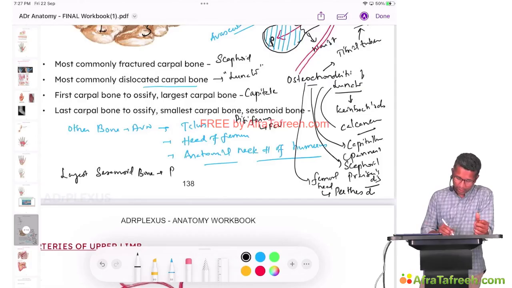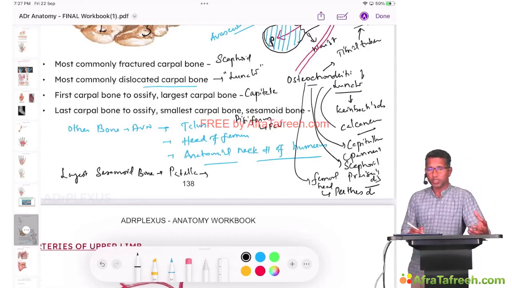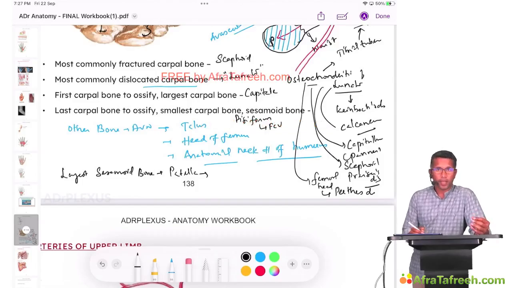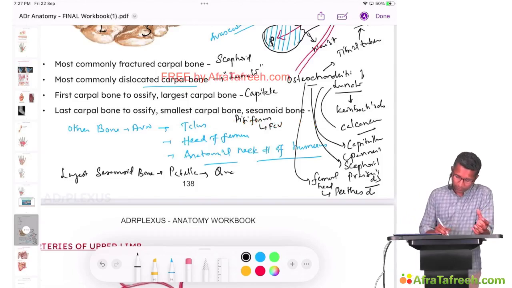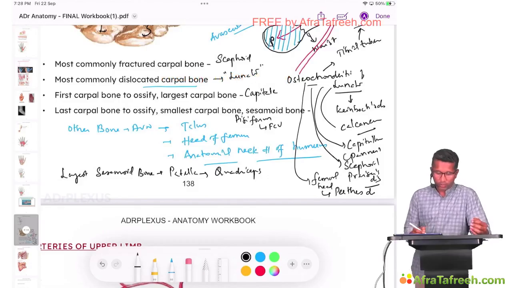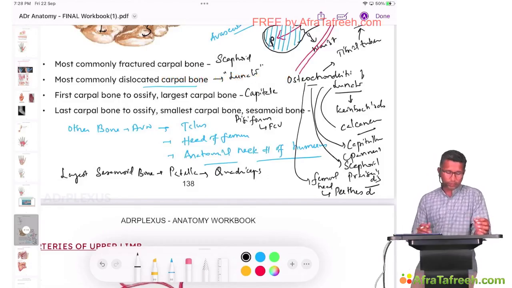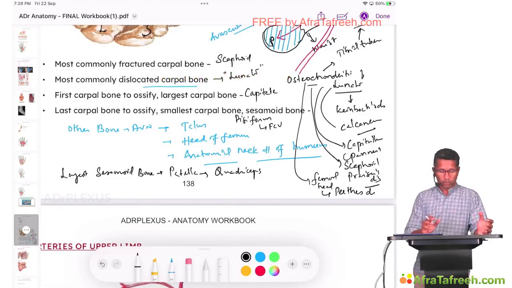It is the patella. And the patella develops in which tendon? Normally, a sesamoid bone develops in a tendon of a muscle. So it develops in the quadriceps tendon. Very good, Swati. Very good, Anashwara. So this is about the carpal bones.